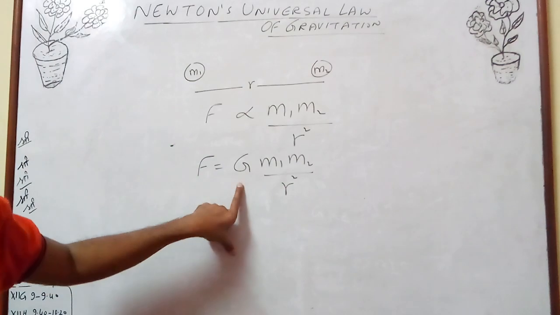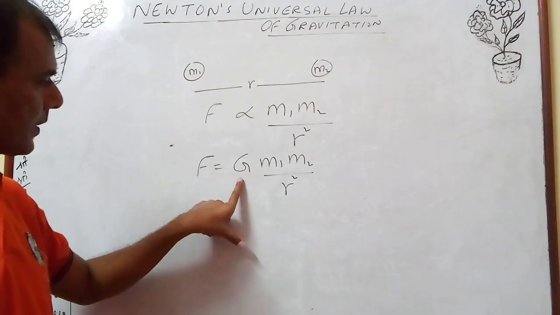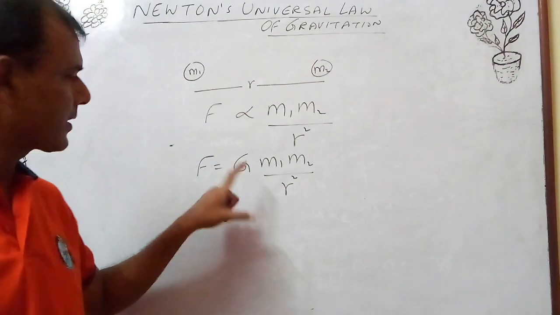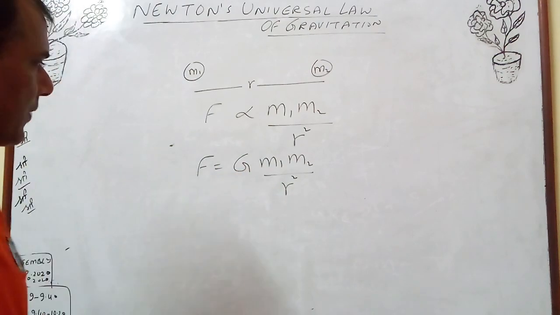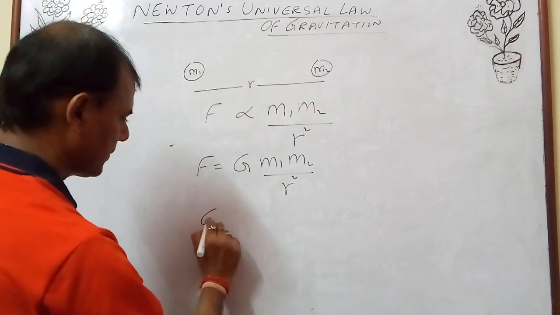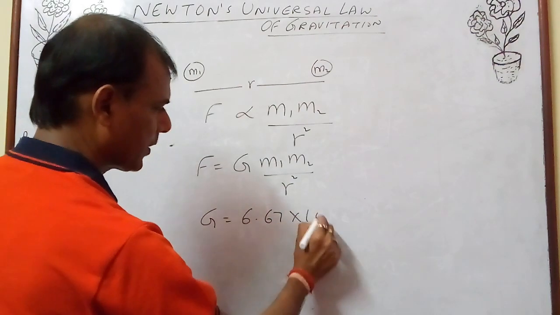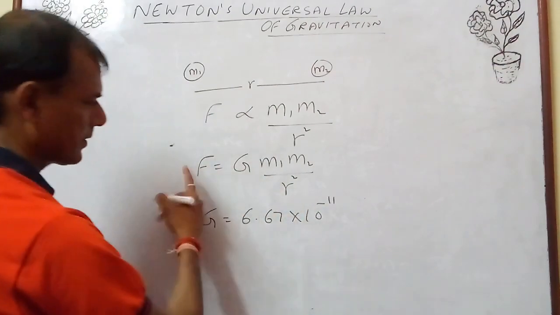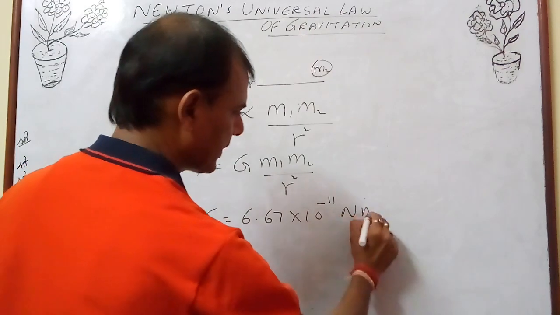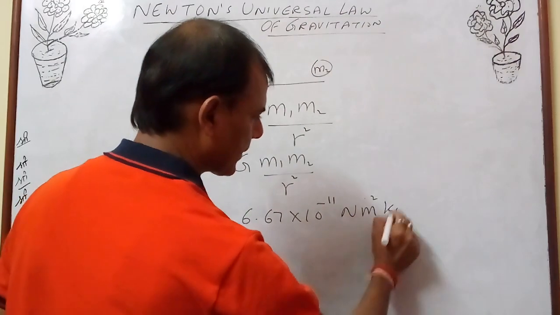This G is called the universal constant because its value is the same everywhere and is independent of the medium. Its value is G is equal to 6.67 into 10 to the power minus 11 Newton meter square per kilogram square.